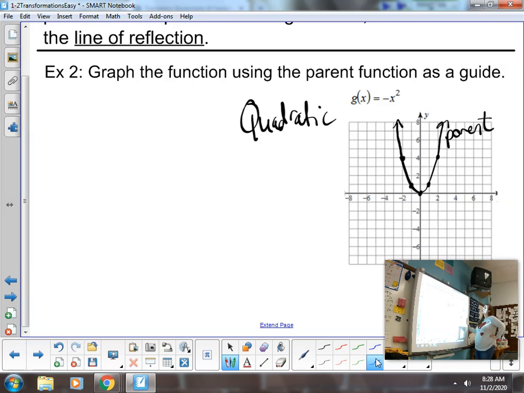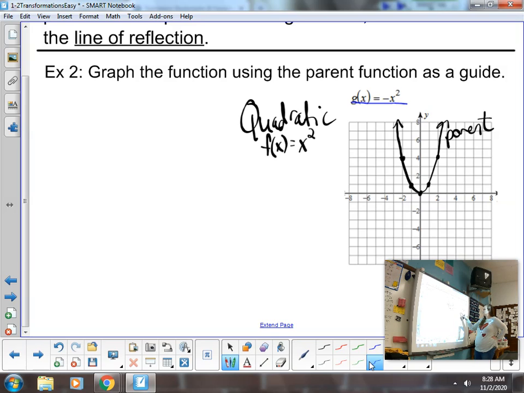Now, to graph this g of x function, the only thing that's changed between the parent equation, which I can write up here, that is the parent, is the placement of the negative. The negative is out in front of the x squared, so you're not making the x negative, you're actually making the y value that you get back negative, which means all of these points are going to be at the same x position, but they're going to be flipped on the other side of the x-axis.